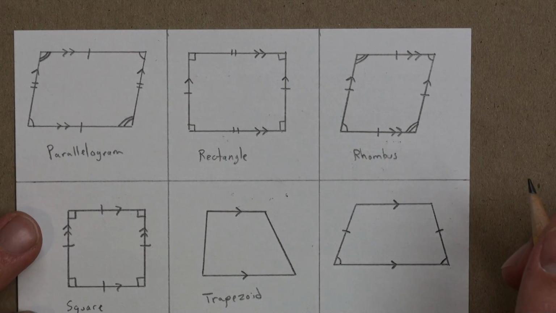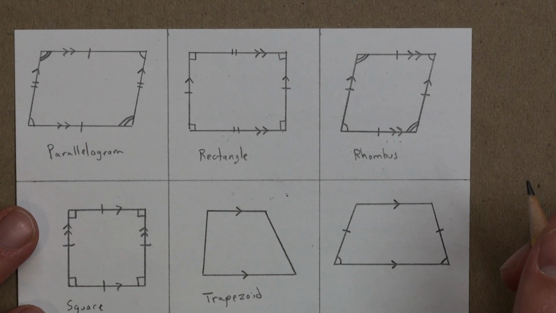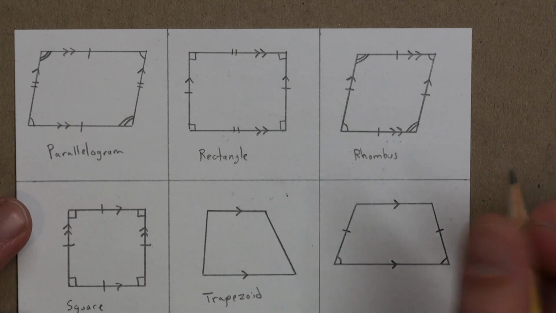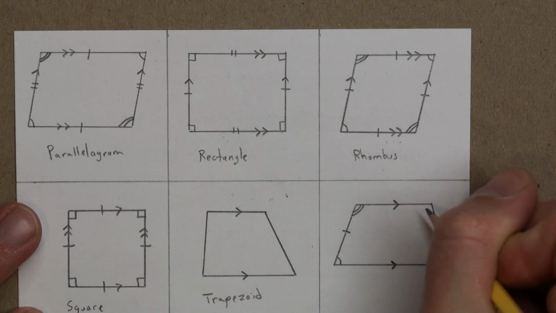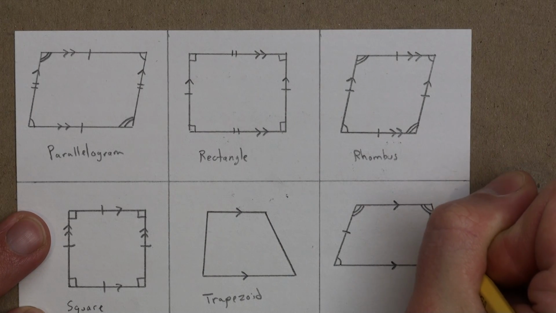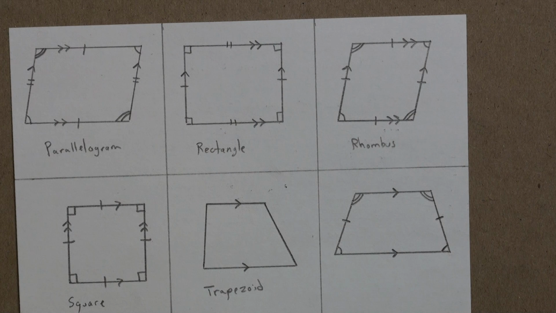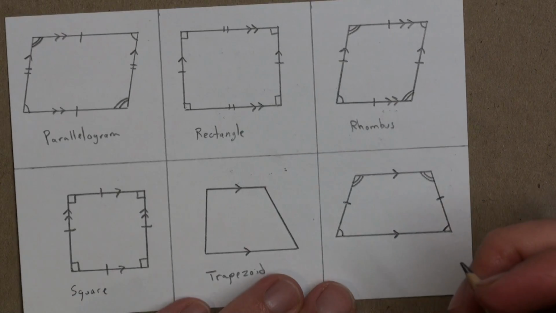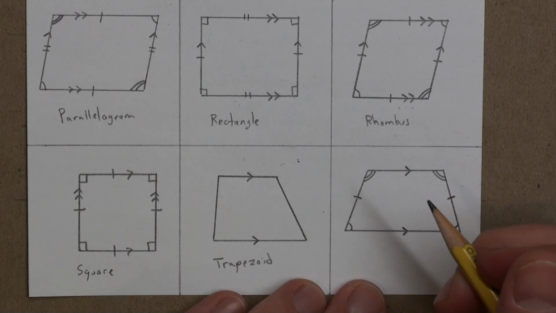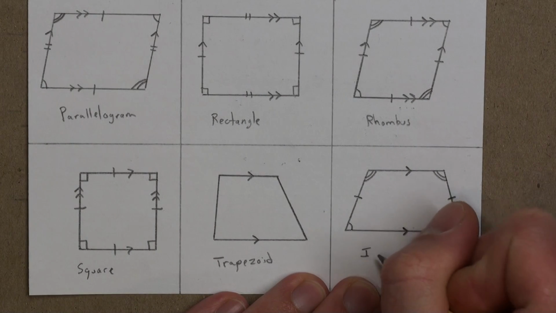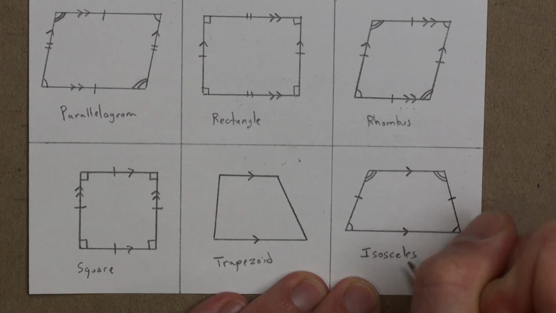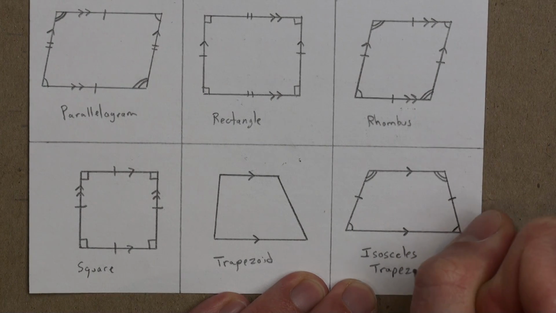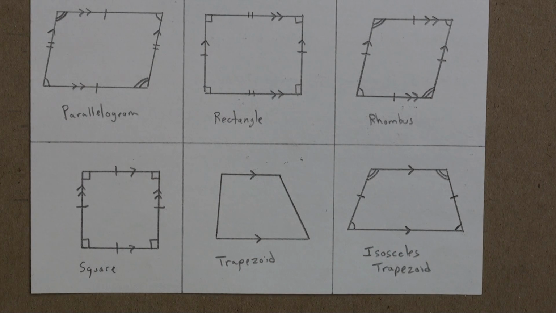Oh, and then for the isosceles trapezoid, we can label these angles as also congruent. All right. So that's the basic information about the quadrilaterals, and let's just call this the isosceles trapezoid. Now we're going to get into the more detailed information for each one of these figures. Okay? So let's put that card aside. That was 90. Now we're on 91.